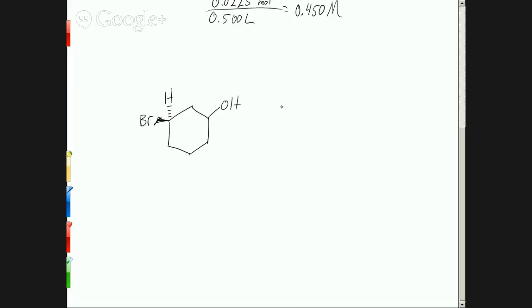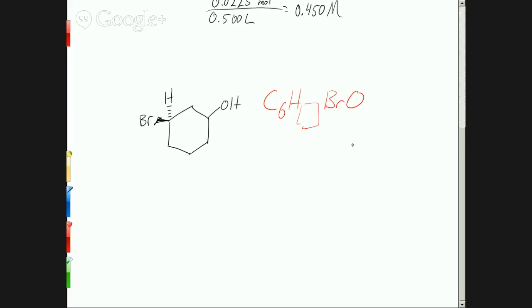So let's look at the formula. This has got 6 carbons. We don't know how many hydrogens yet. We'll figure that out. That's the tricky part. And then 1 bromine and 1 oxygen. Got with me so far on that?